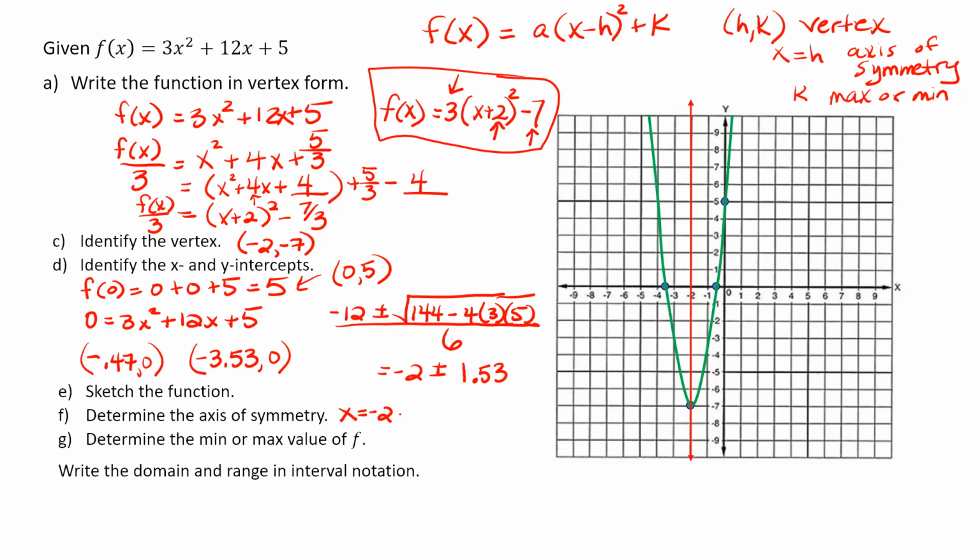And then we want to determine the minimum or maximum value of f. And what we have here is a minimum value, and that is negative 7. So negative 7 is the minimum value of the function at the vertex. You can see it's at the bottom.